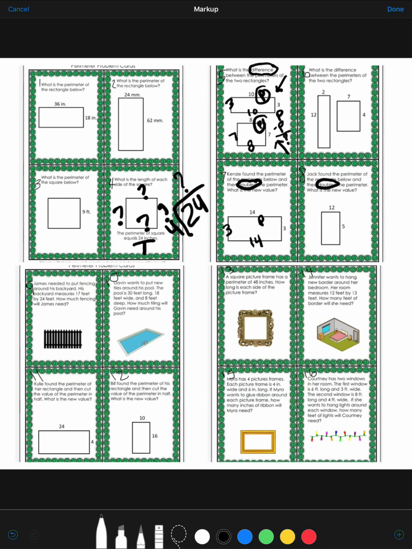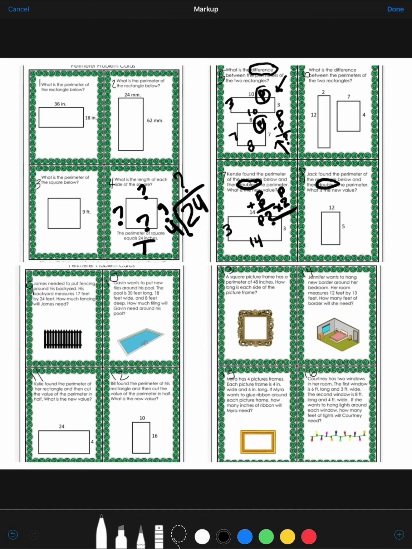It means that I could add my perimeter 2 times. So I could do perimeter plus perimeter. Or I could do perimeter times 2. So whatever I got for my perimeter, I could multiply it by 2 to get my final answer. And number 8 is the exact same thing.